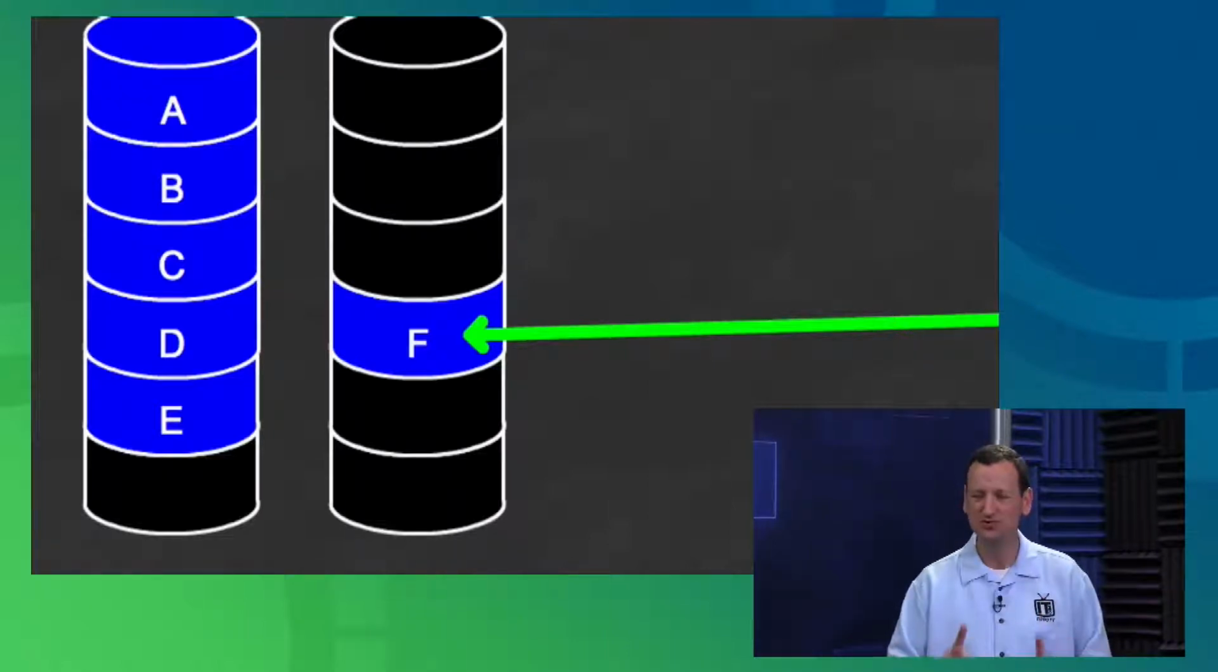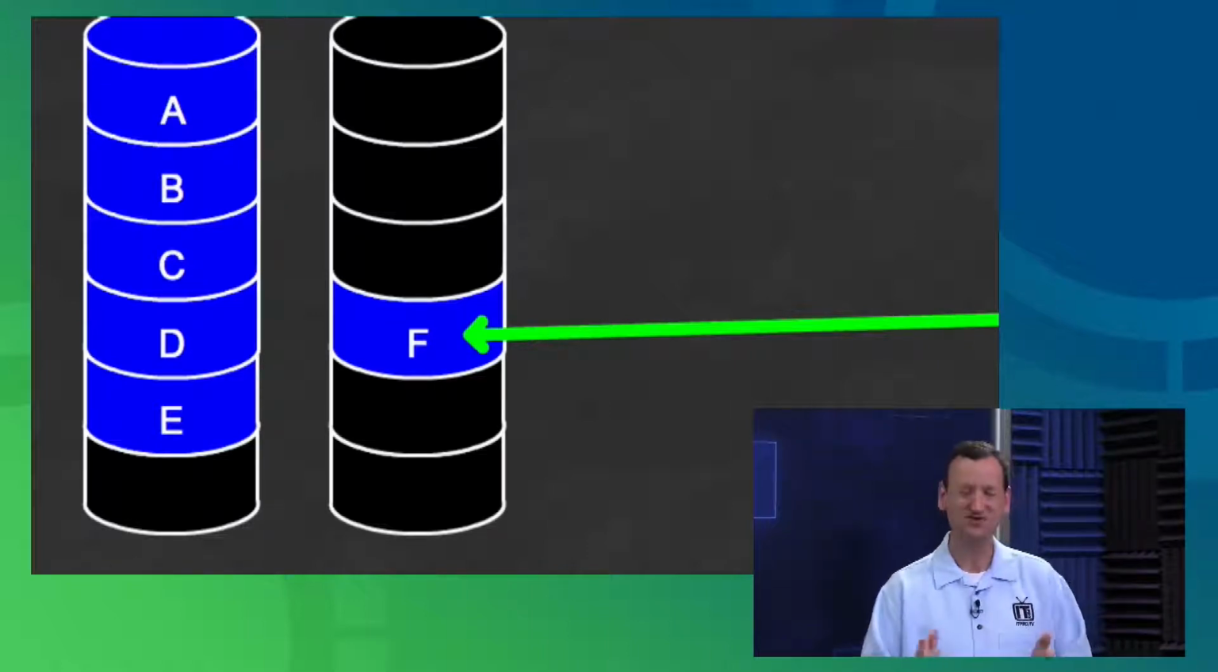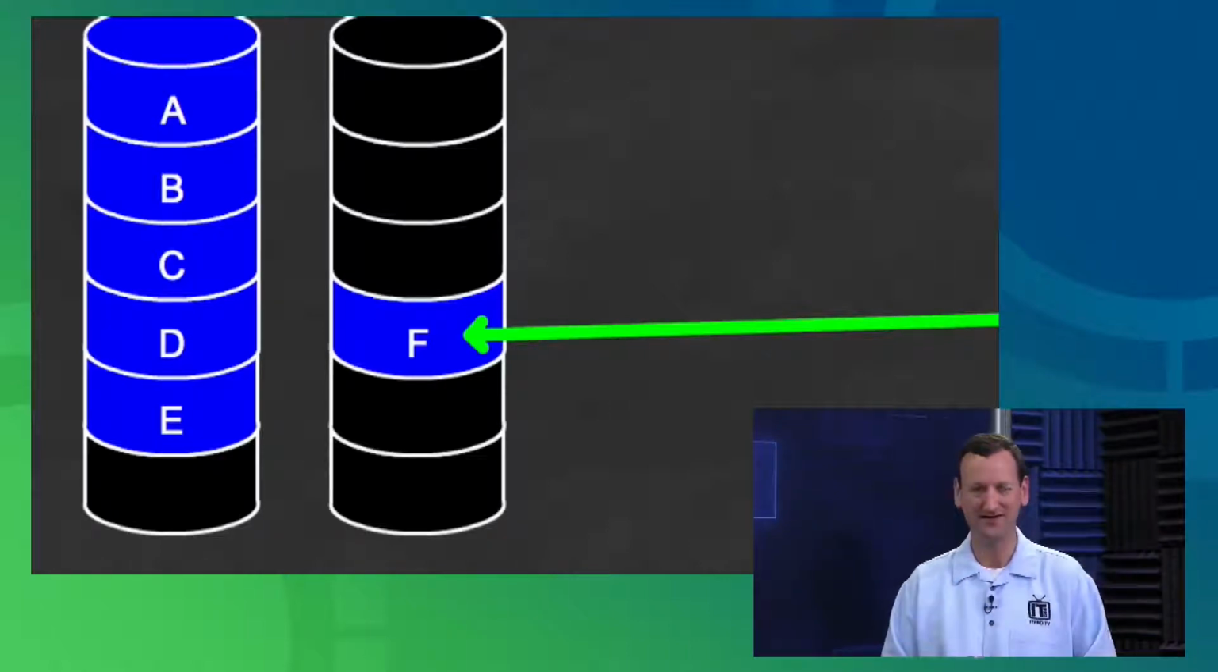Now, there's 2 things that we need to be concerned with here. First off, reads are a little more complex now, aren't they? It used to be that I just went to one VMDK and I went right to where I needed and I found the data that I wanted and that was that.